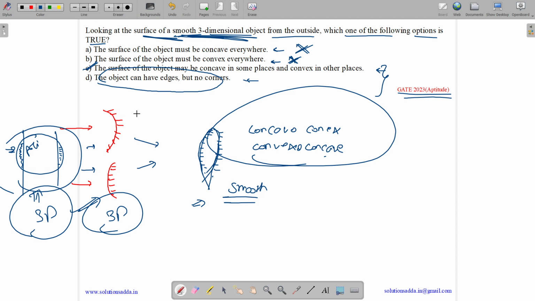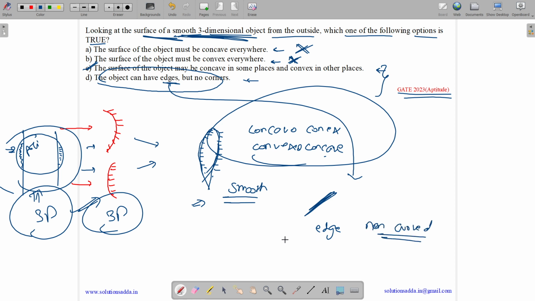Let us see option D. So option D. So here we have edges. So what is an edge? Edge basically means straight lines. Like at a point, see, let us suppose that we have an edge. So edge means a straight line. Okay. But here we can see there are no edges. It's just a curved line. So in this question, an edge basically means a straight line, non-curved lines. Okay. Thus option D is also false. So answer is option C.